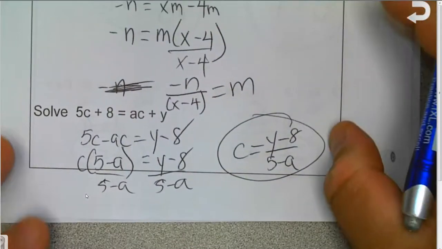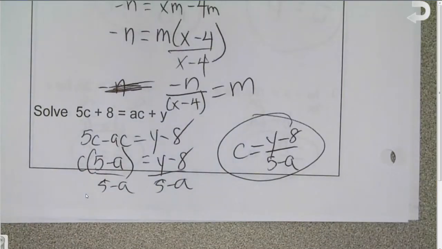Okay? So again, you're not going to come up with a number answer. You're going to come up with how do I get the variable I'm looking for by itself. And that's what we did there.